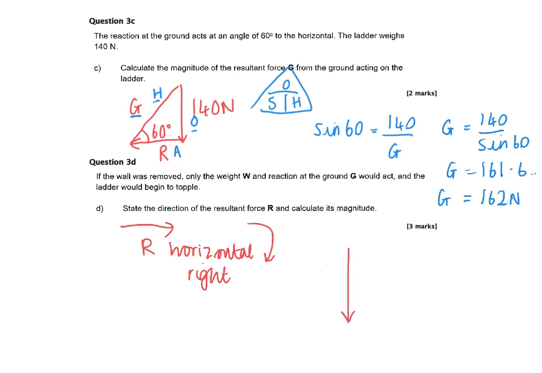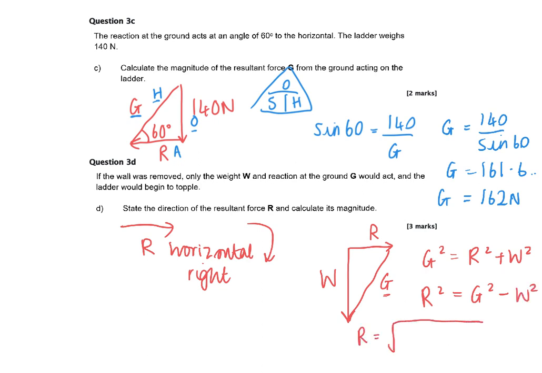So work out its magnitude. We can draw a formula triangle again. We've got our weight coming down. This time we've got R going this way. And we've got G coming up like this. To work out R, we can use Pythagoras theorem, but we're not working out the hypotenuse this time, so we're going to have to rearrange the Pythagoras theorem. So usually we'd say G squared is equal to R squared plus W squared. So we're going to have to rearrange to find R. So you'd get R squared is equal to G squared, take away W squared. So what you're going to type into your calculator is going to be the square root of G squared, which is 162 squared, take away the weight, which was 140 squared, and you end up getting something that rounds up to 80.8 newtons.